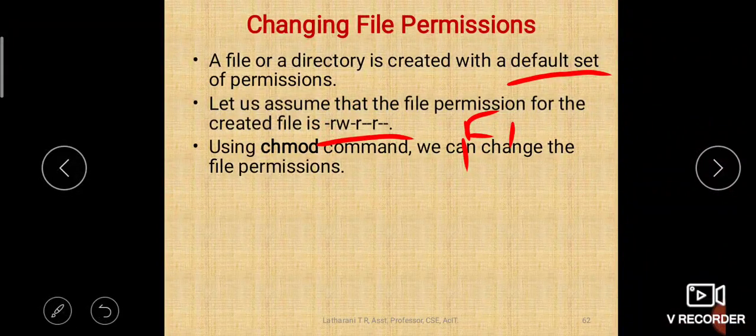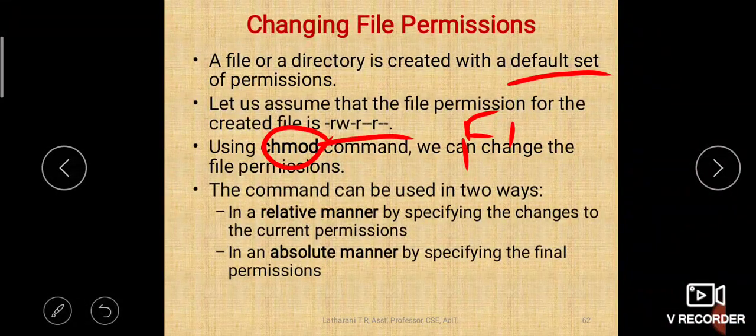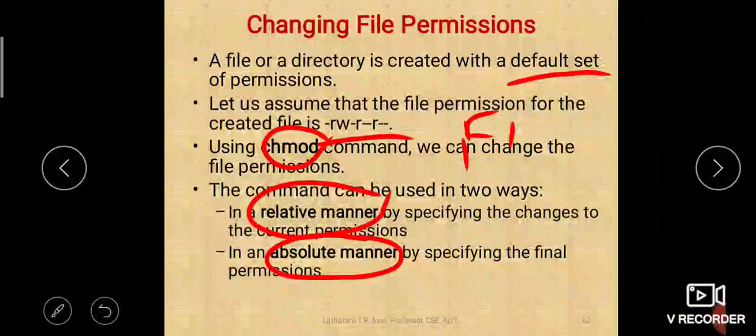Okay, so let us see. Using chmod command, this is the command. Chmod is the command which is used for changing the permissions for a file or a directory. Both for file and directory you can use chmod command, changing the mode of the file. That's why it is chmod. You can change the file or directory permissions. The command can be used in two ways. One is relative manner and the other one is absolute manner. So two ways you can change the permission of a file. Let us see both of them, relative manner and absolute manner.